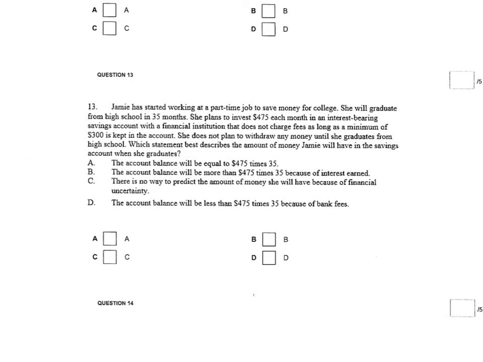On number 13, Jamie has started working at a part-time job to save money for college. She'll graduate from high school in 35 months. She plans to invest $475 each month in an interest-bearing savings account. So that means more money. Okay, you're earning more money if it's interest-bearing. Does not charge a fee as long as there's a minimum of $300. We don't really need to know any of that. She does not plan to withdraw any money until she graduates from high school. Which statement best describes the amount of money she'll have when she graduates?